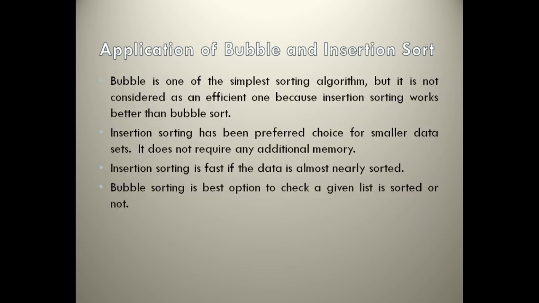And the application of bubble sort and insertion sort. What you can see here now, the bubble sort is one of the simplest sorting algorithms, but it is not considered an efficient one because insertion sort works better than bubble sort. Insertion sort has been the preferred choice for smaller data sets. It does not require any additional memory. Insertion sort is fast if the data is almost nearly sorted, and bubble sort is the best option to check whether a given list is in sorted order or not. So depending on the situation and the purpose, we are going to select either bubble sort or insertion sort. That is how we can compare both sorting methods.